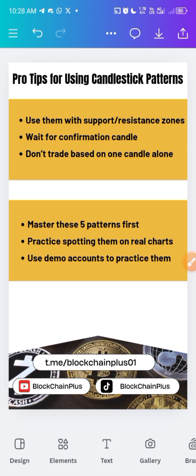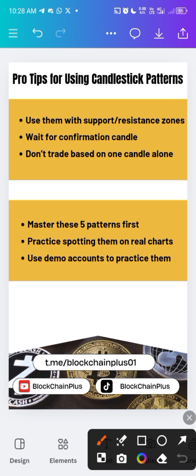Wait for a confirmation candle. I've shown you the confirmation candle. If it is a bearish sign, wait for a very strong bearish candle drop before you know that, okay, this is the confirmation. Don't trade based on one candle alone. I've said that before. Don't just trade because you see a hammer, a doji, evening star, or morning star. You understand? Don't trade based on that alone. Understand that you have to use other confluences like your support and resistance, your RSI, your trend line to trade these candlesticks.